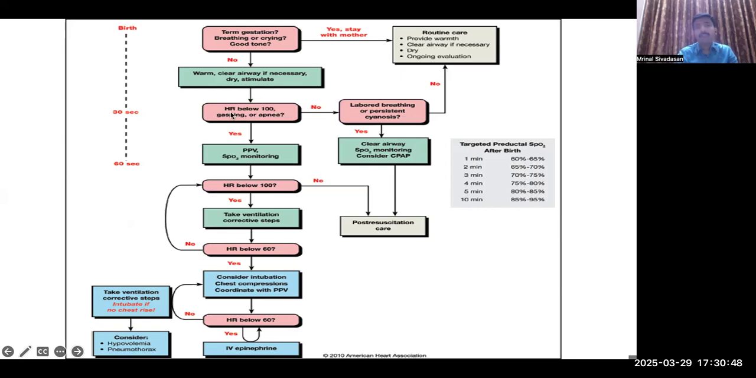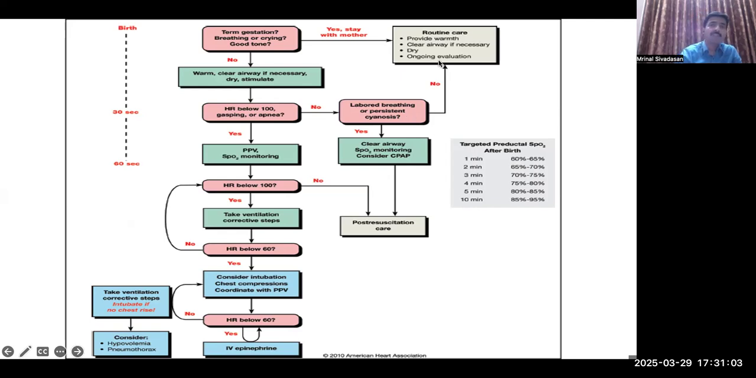And now initially, if the baby is breathing, but the baby is having persistent central cyanosis or labored breathing, then you can go for CPAP. And CPAP is continuous positive airway pressure.